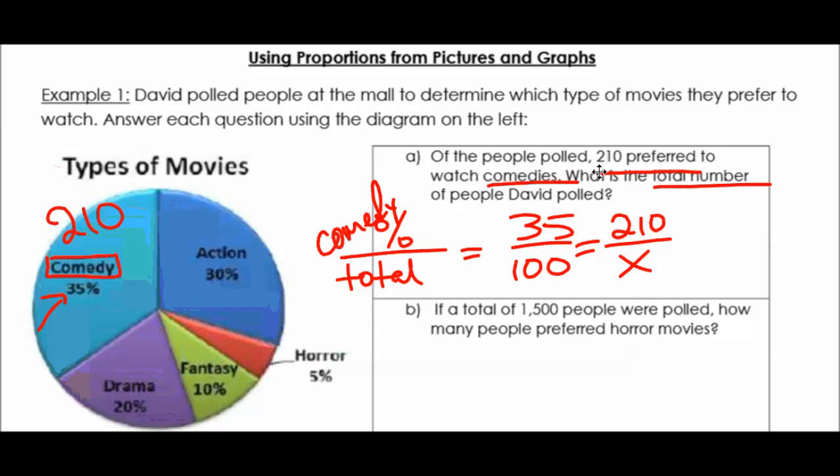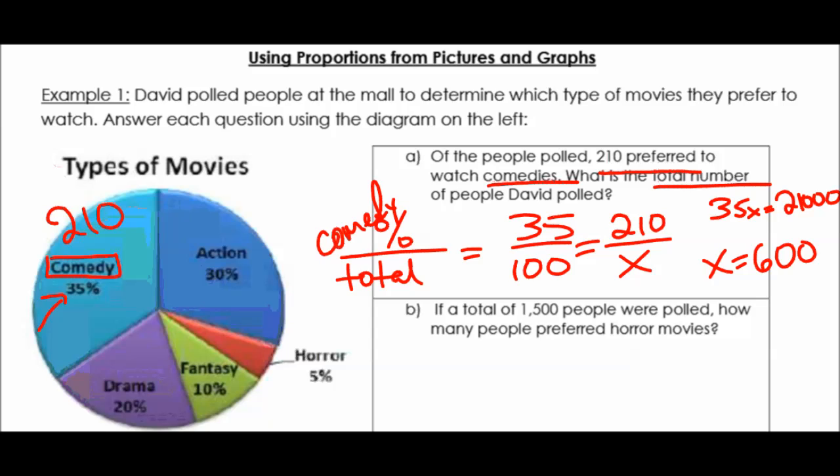Now we're going to cross multiply and solve the proportion. 35 times x is just 35x. 210 times 100 is 21,000. Our next step is to do 21,000 divided by 35. That tells us that x is 600. You always want to make sure your answer actually makes sense. Does it make sense for 600 to be the total number of people? Well, if 35% like comedy, and there's 210 people that like comedy, it should be a little bit less than half, which 200 is compared to 600.